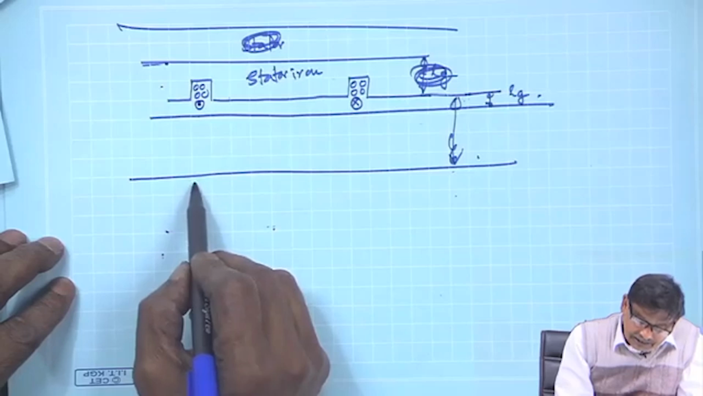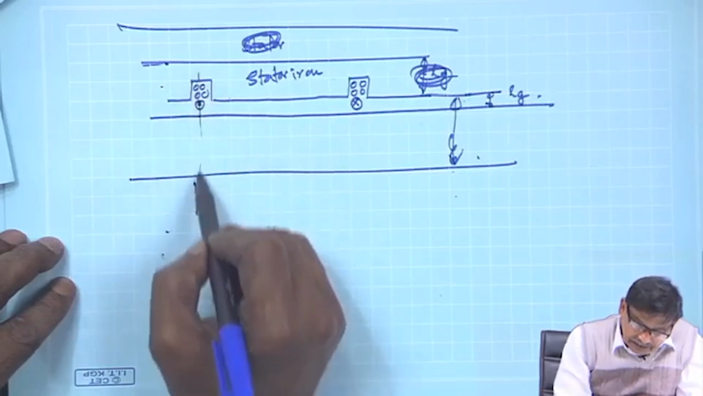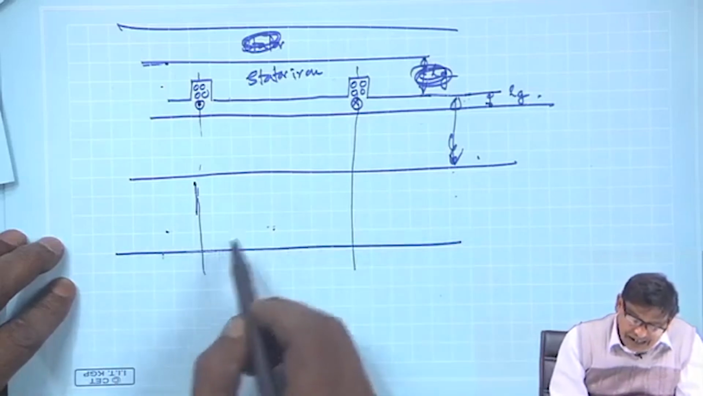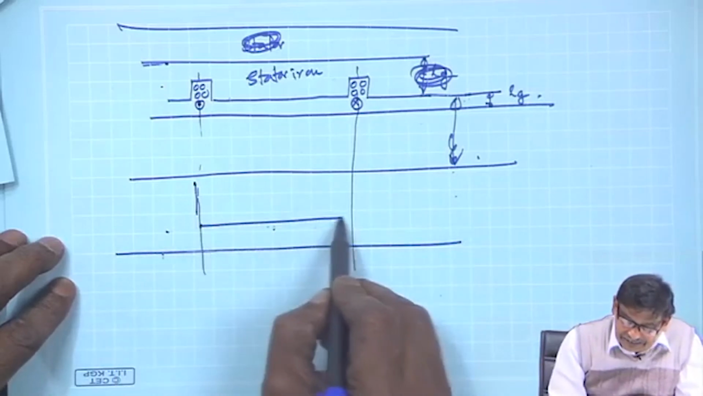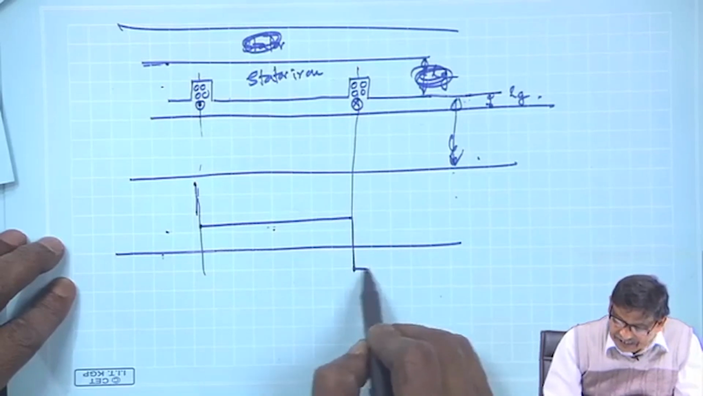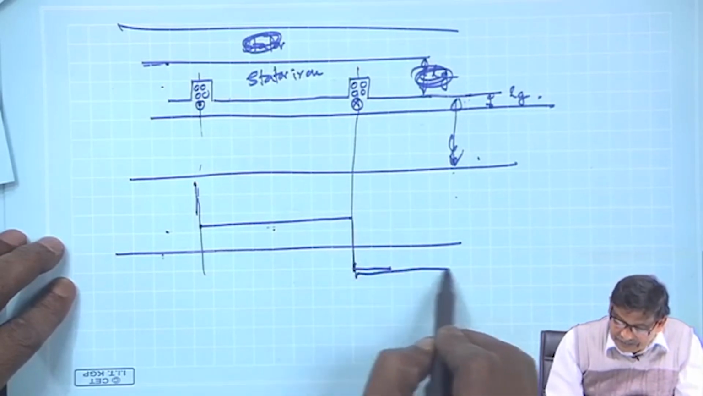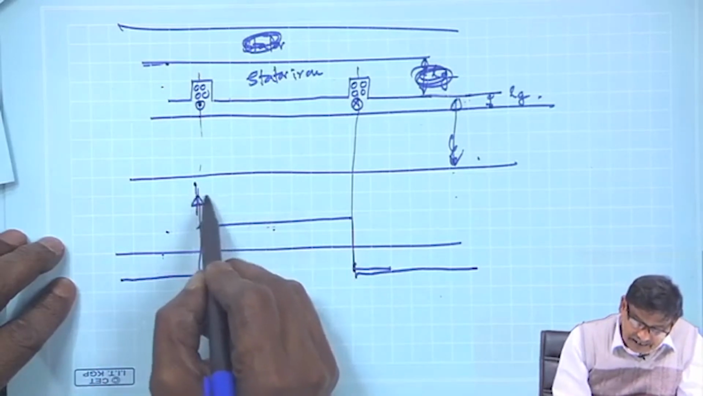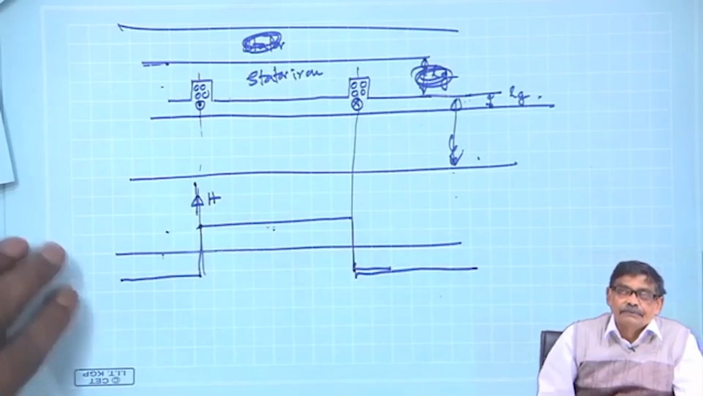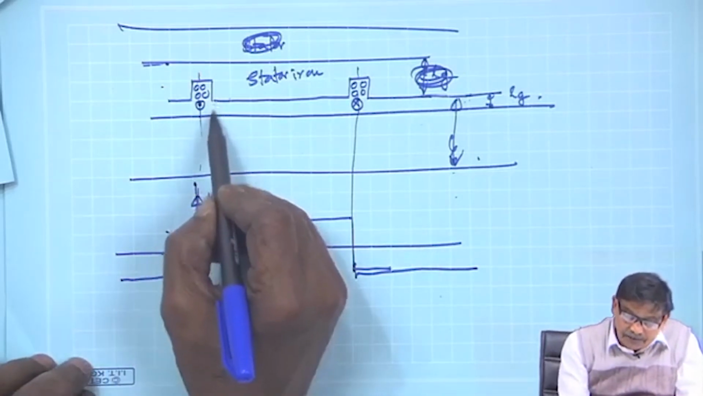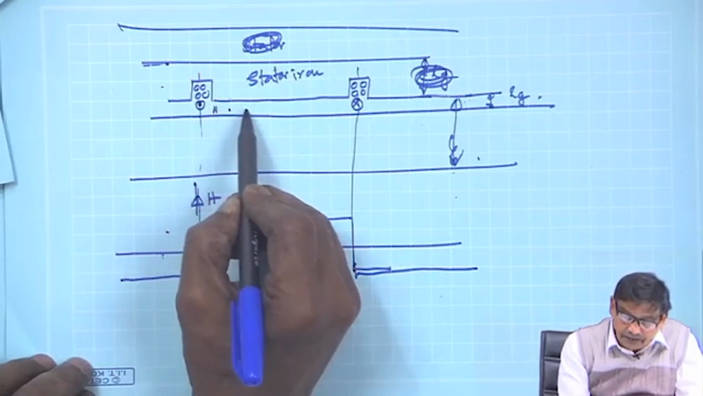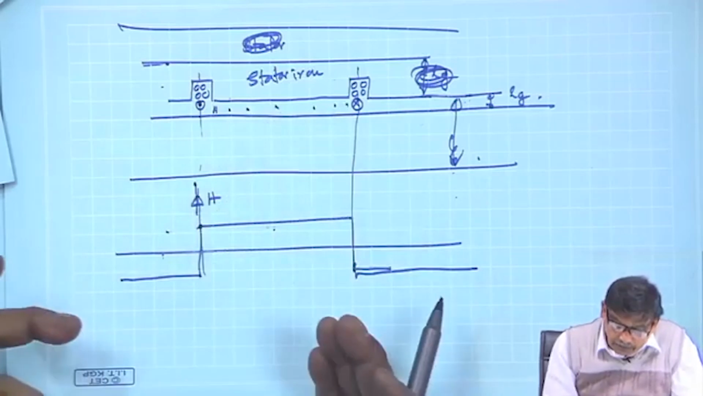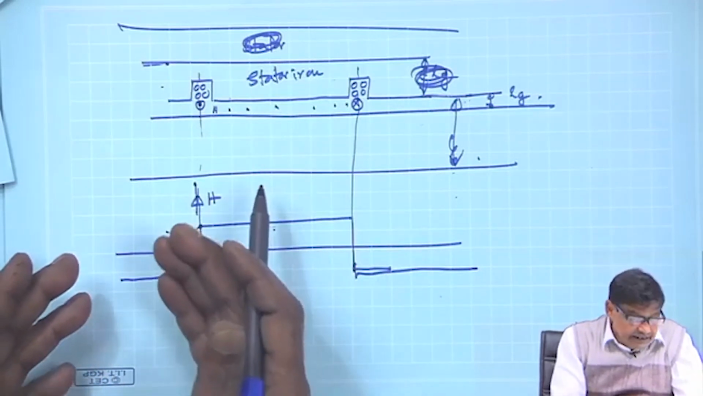Then what I am telling, the MMF distribution, draw a line at the center of the slot and it will be like this, rectangular shaped, and it repeats. This is the H distribution. In the air gap, how much is the value of H at this point, at this point, at this point? And if you know H, what is the value of B? Just multiply that H with mu 0.